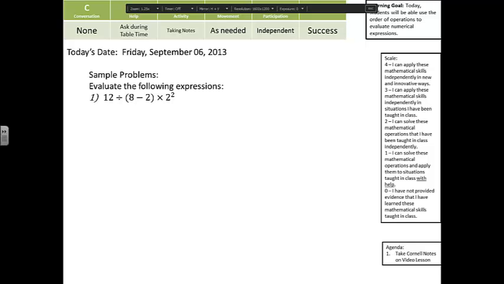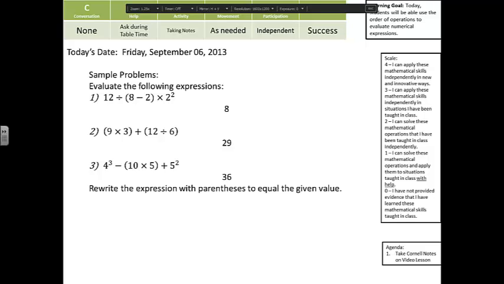Alright, so check your answers. For problem number 1, the answer is 8. For problem number 2, the answer is 29. For problem number 3, the answer is 36. And then for problem number 4, the answer is 12 plus 17 minus, and then the parentheses 3 times 2 in parentheses. So the parentheses should go around the 3 times 2.